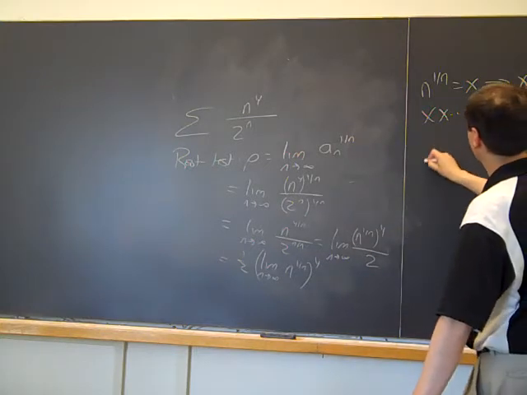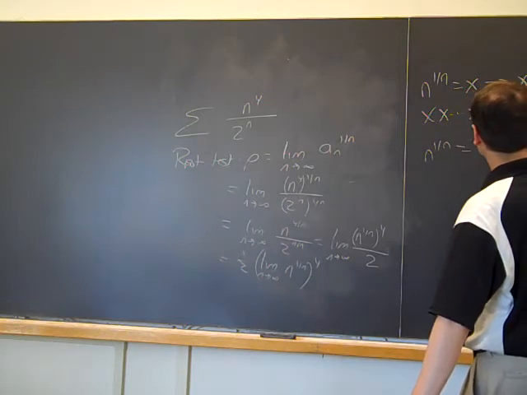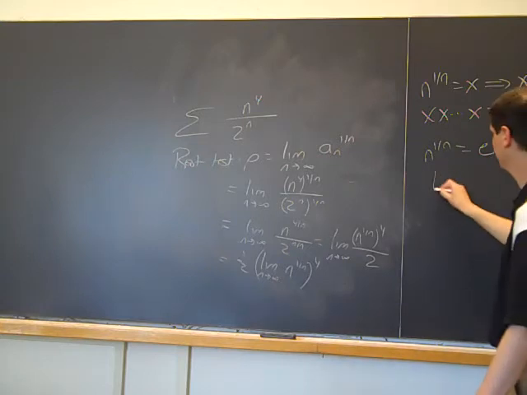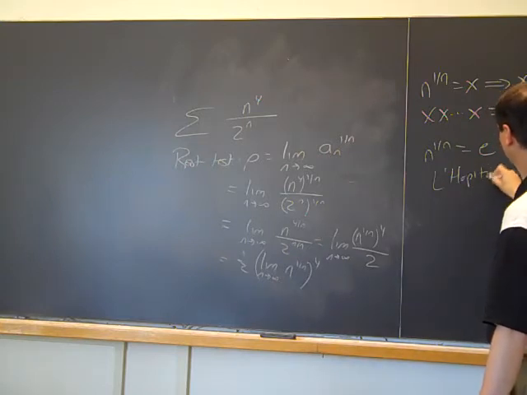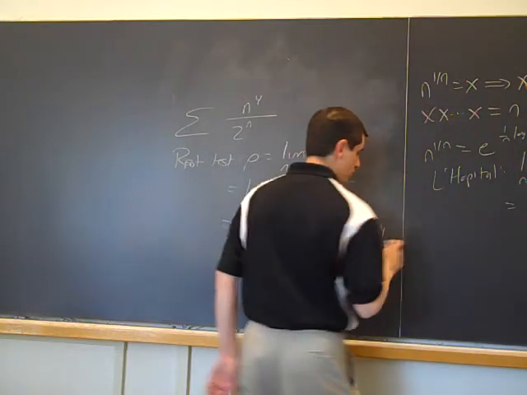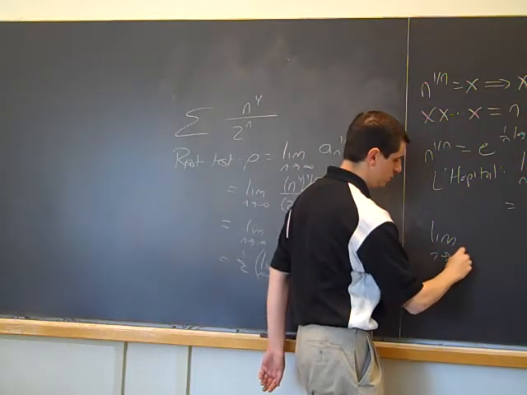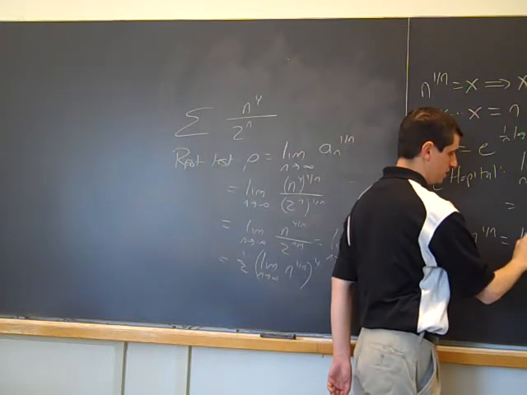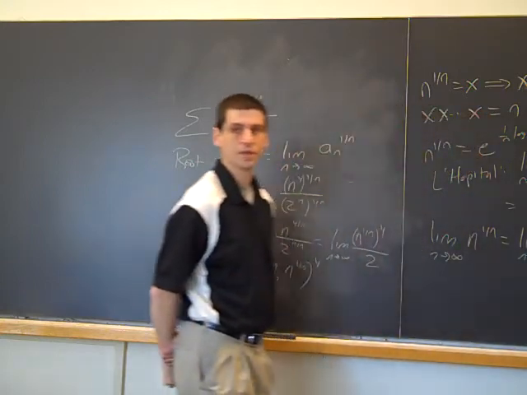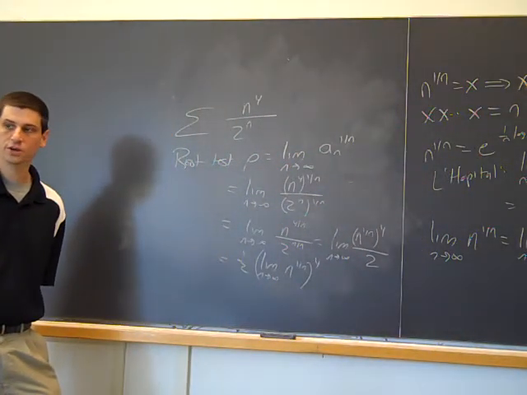We saw that by noting n to the 1 over n is e to the 1 over n log n. And then we use L'Hopital to say the limit as n goes to infinity of log of n over n is the limit as n goes to infinity of 1 over n over 1, which is 0. So the limit as n tends to infinity of n to the 1 over n is the limit of e to the 0, which is just 1. So n to the 1 over n, that's something you need to know.